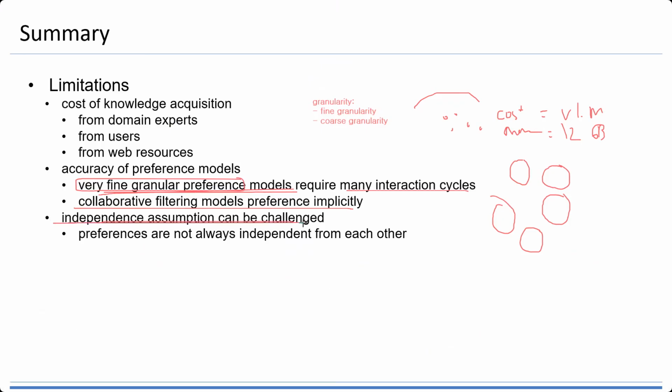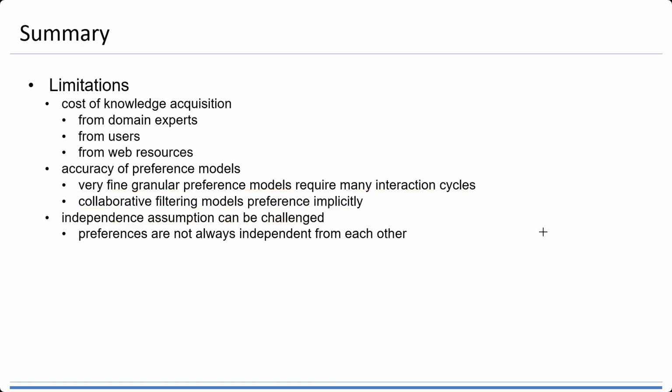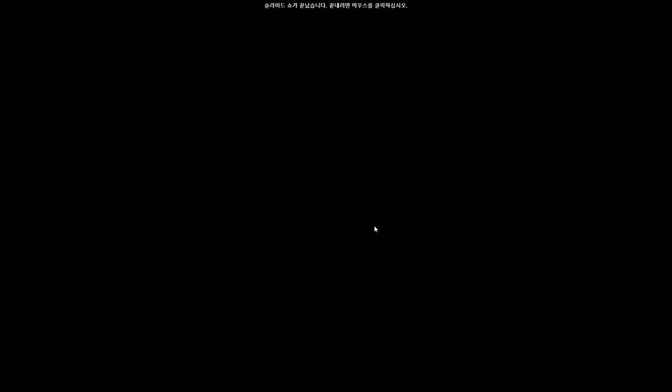And the other limitation is that the independence assumption can be challenged. For example, the preferences are not always independent from each other. So those are the limitations when we use the knowledge-based recommender system. Okay, that's all that we can learn about the knowledge-based recommender system.